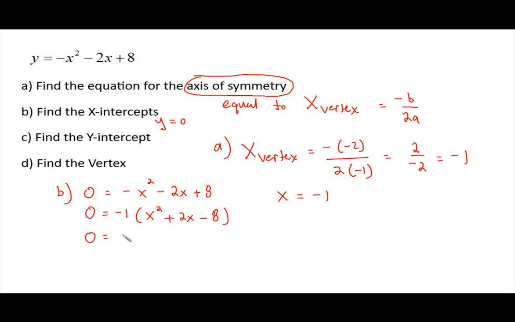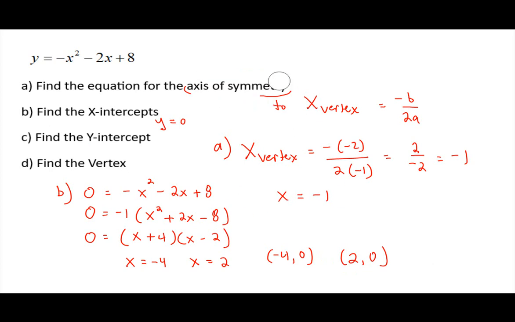And then I'm going to factor this. This would be x plus 4, x minus 2. So what are the values that will make this 0? Well, x is negative 4, x is equal to positive 2. So my x-intercepts are negative 4 comma 0, and also 2 comma 0. So these are my x-intercepts. Okay, so that's part B.